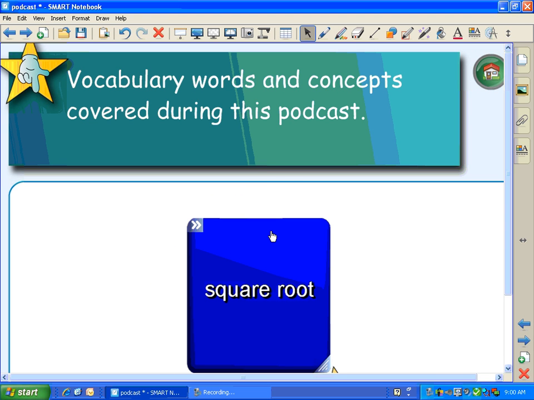Square root. Square root is the inverse. Nice vocabulary word, Mr. Phillips. Square root is the inverse, the opposite of squaring a number.